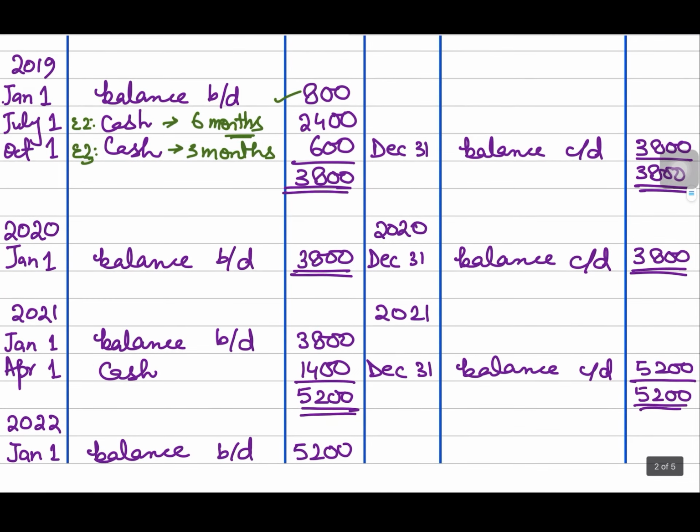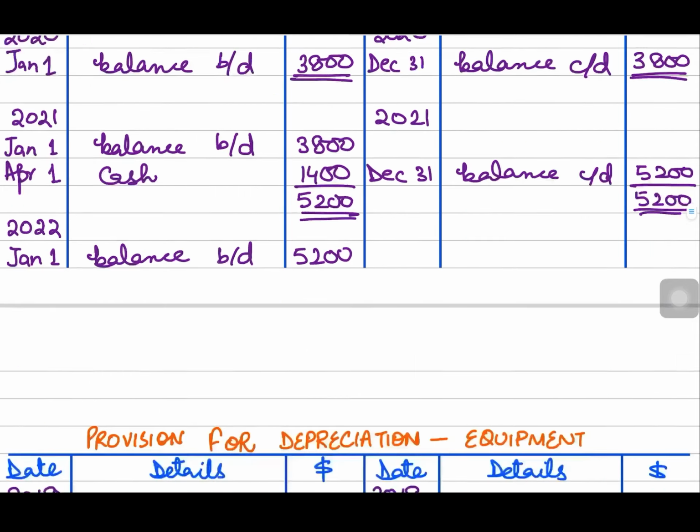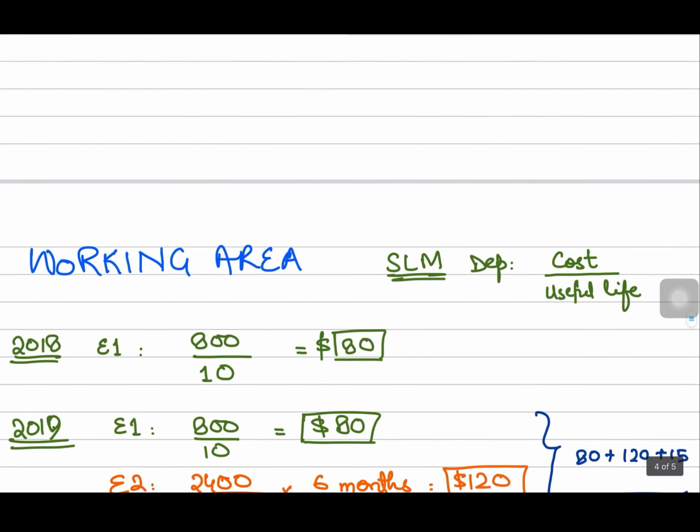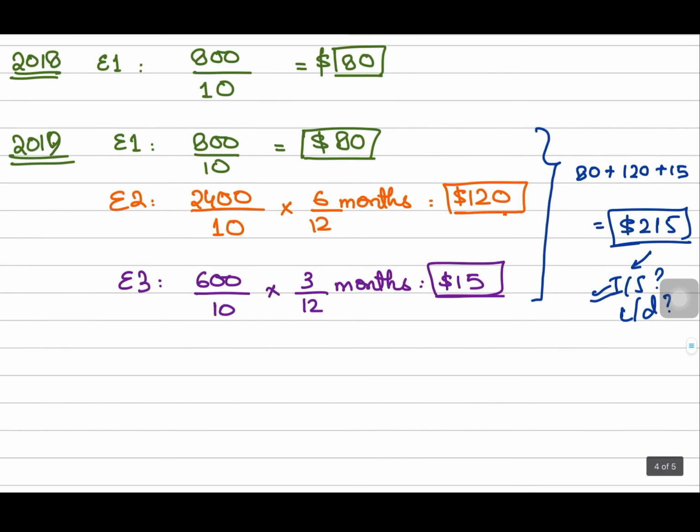Now what is happening in 2020? Nothing much. So the balance brought down is 3800 and the balance carried down is also 3800. Now what do you think? Should I again do the calculation for each of these assets separately? That is, should I first of all write for equipment 1, then equipment 2, then equipment 3, divide by the number of years, its cost divided by the number of years? Should I do that or should I not?